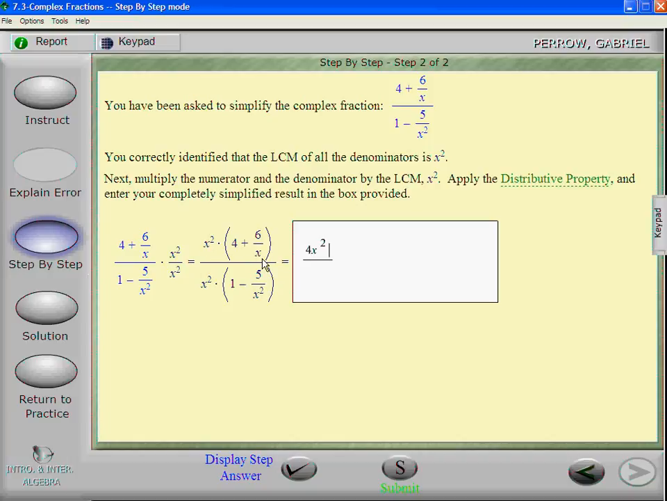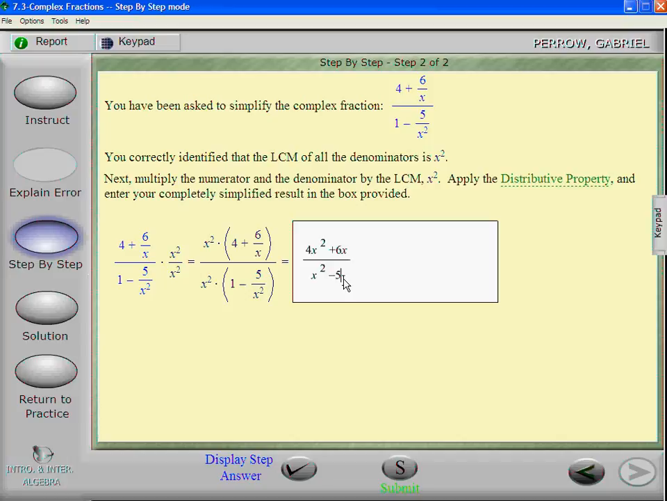X squared times positive 6 over x. One of the x is going to reduce, so the one left over will multiply on top with the 6, and we'll end up with plus 6x on top. Down here, x squared times 1 is just x squared. X squared times a minus 5 over x squared is just going to give us a minus 5 because the x squareds will cancel.